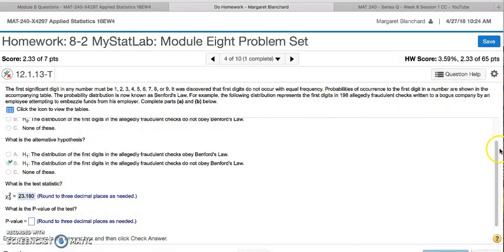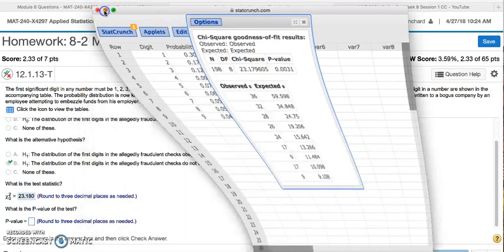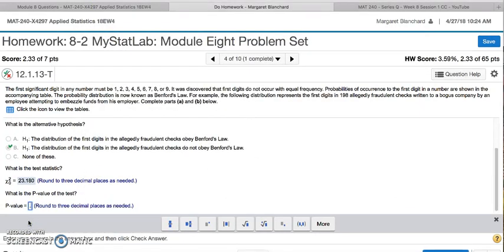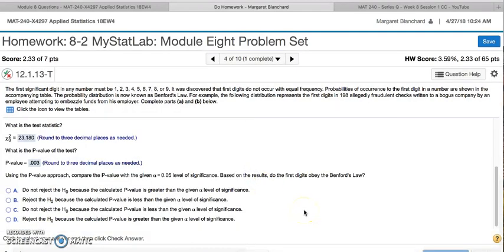Fantastic. So next it asks for our p-value. Our p-value here, again, we're going to round to 3 decimal places, 0.003. Check answer. Fantastic.